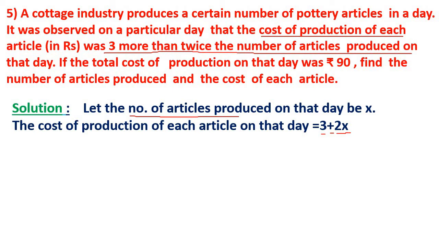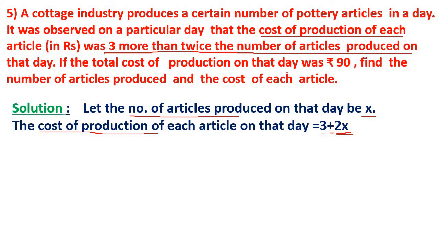Read it once again. We are discussing the cost of production of the article. The cost of production of the article is 3 more than twice the number of articles produced. Let the number of articles produced be x, so twice the number of articles produced is 2x. Next, go to the third statement.